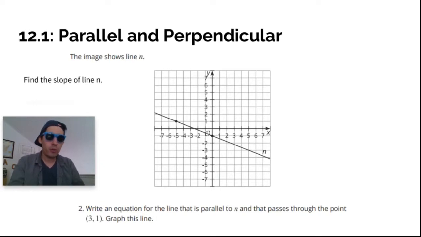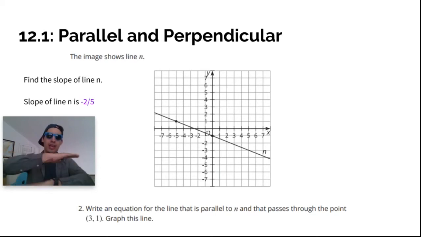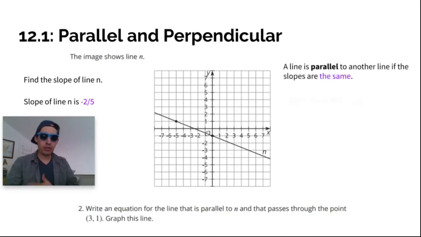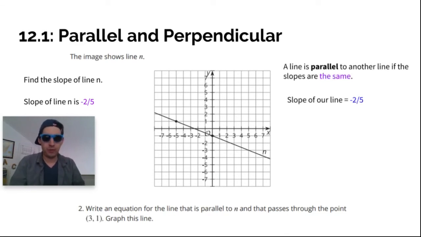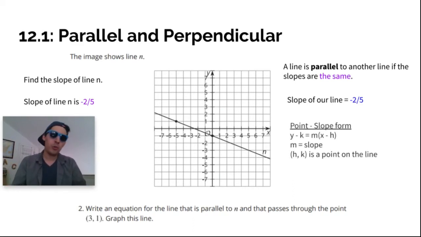So we already know what the slope of this line is. It's negative 2/5. If we want to write a line that's parallel to this one, then we need to make sure that they have the same slope. So our line also has to have a slope of negative 2/5. Now we have a slope and we have a point that the line needs to go through. So in this case, the easiest form would actually be point-slope form of a line, which is what you guys have been learning about while we've been away.